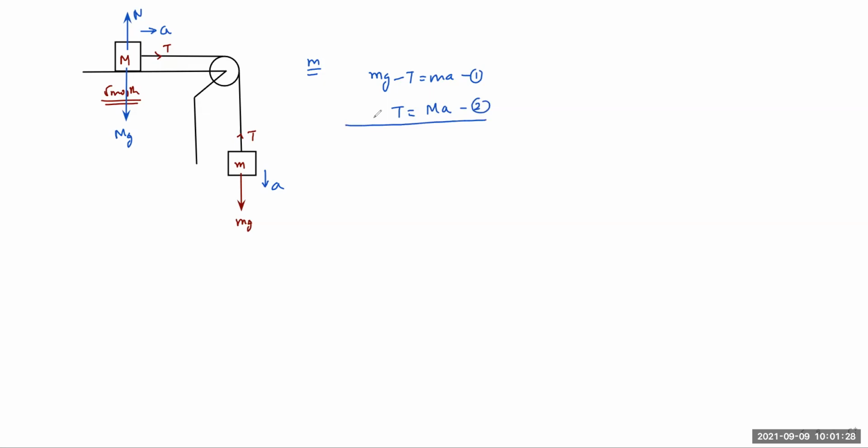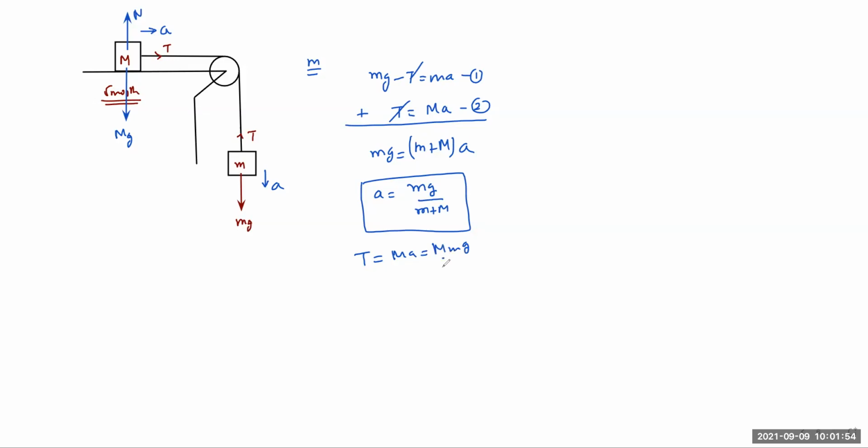So the next step is just to add the values. You're done. So it turns out to be small mg equals... A is how much? And once you know the acceleration, you can just use the first equation to relate the tension. So T is capital M into A, which is capital M into small m into g by capital M plus small m. That's it.